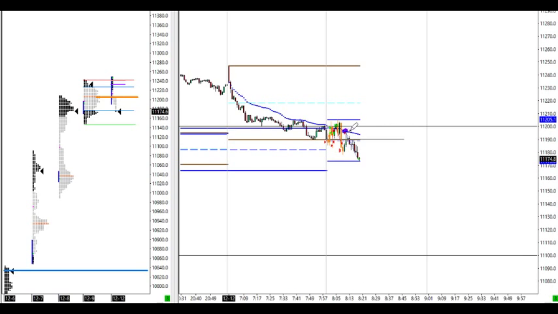Scale out first target from VWAP short here, still holding to see how much further down. Would like to see this down to Friday's lows and see what we'll do there if we go further down towards 11,100s.